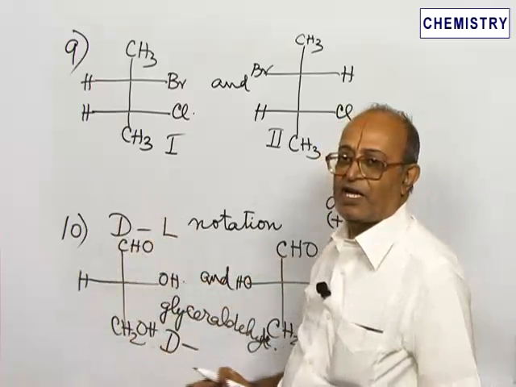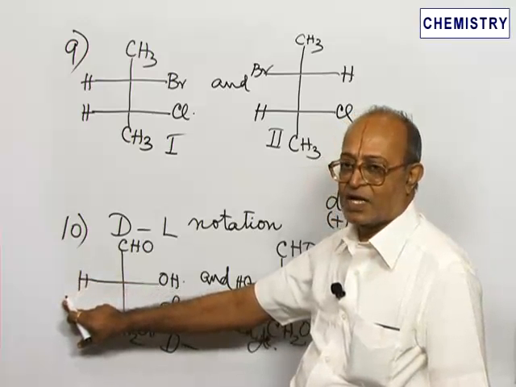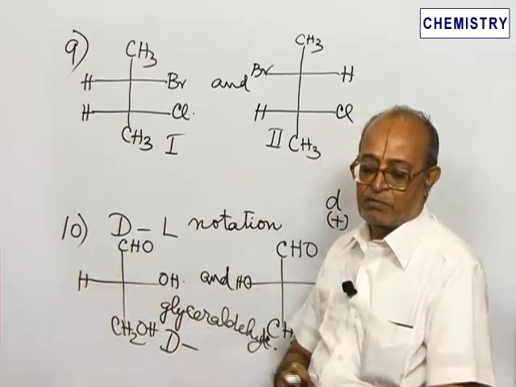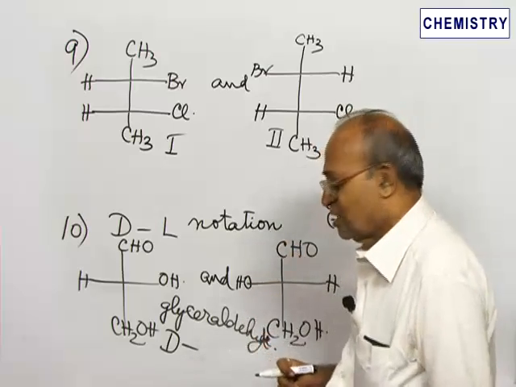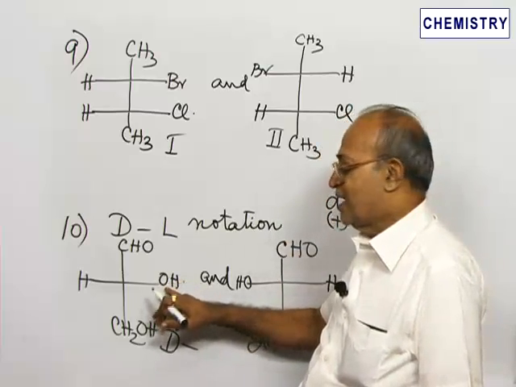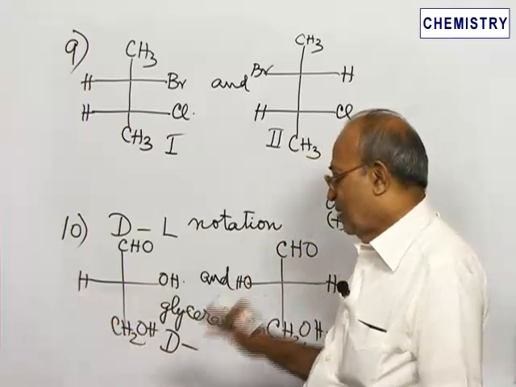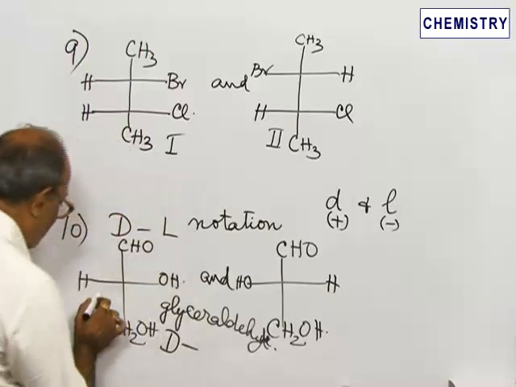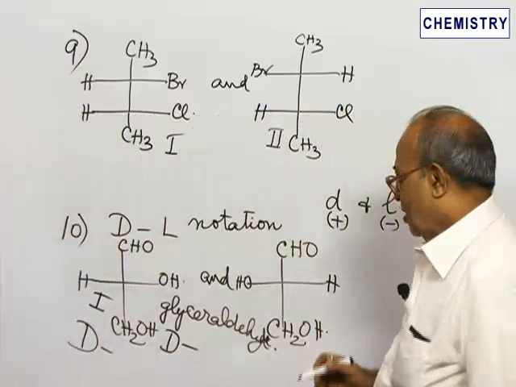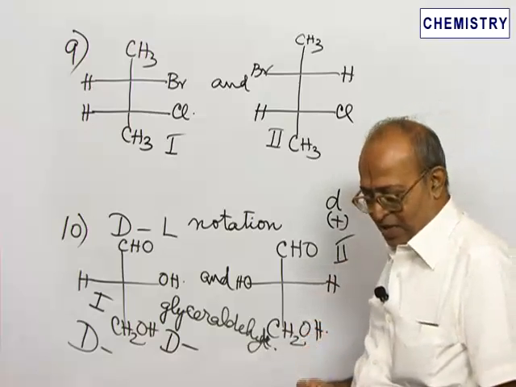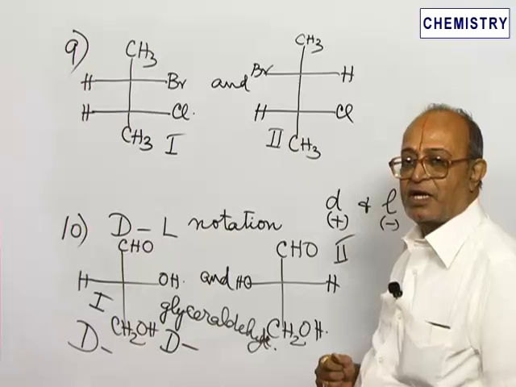This is the configuration of glyceraldehyde in which OH lies here and hydrogen lies on the left hand side. So any compound which has a configurational relationship in such a fashion that in that compound OH lies on the right hand side and H on the left hand side, just as in the case of glyceraldehyde, they belong to capital D series, or in other words, this structure number 1 is D-glyceraldehyde. Now look at this structure number 2.